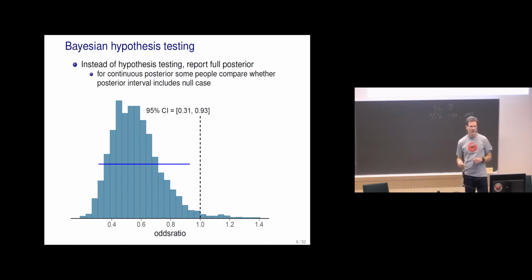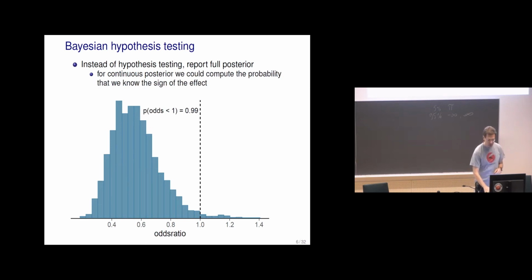Some people then like to compare whether the posterior interval includes this null case. So here's the 95% interval, and then they would say that, okay, the treatment effect is not zero because the null value is not included in this interval. This is again changing it to just a binary value, yes or no inside the interval, and a kind of arbitrary decision about which interval was chosen. So I would prefer this one.